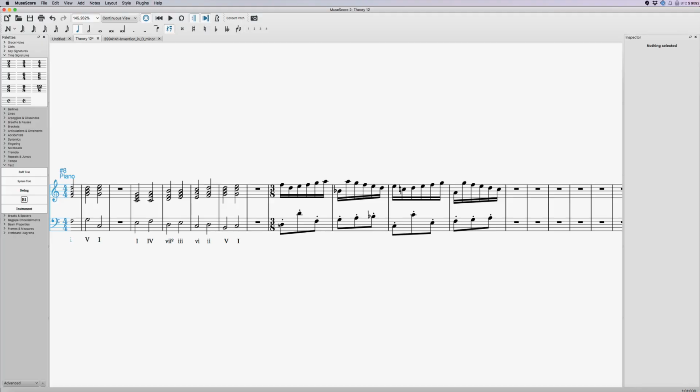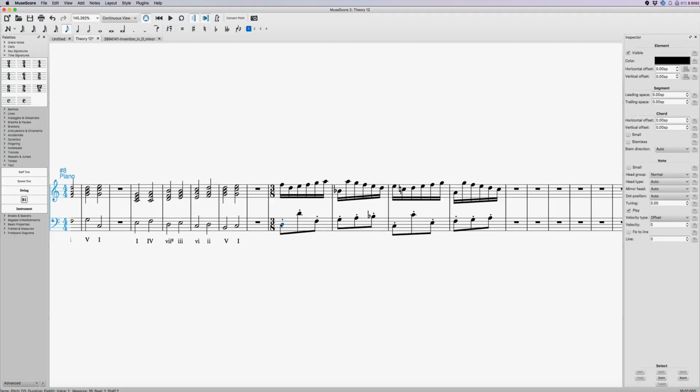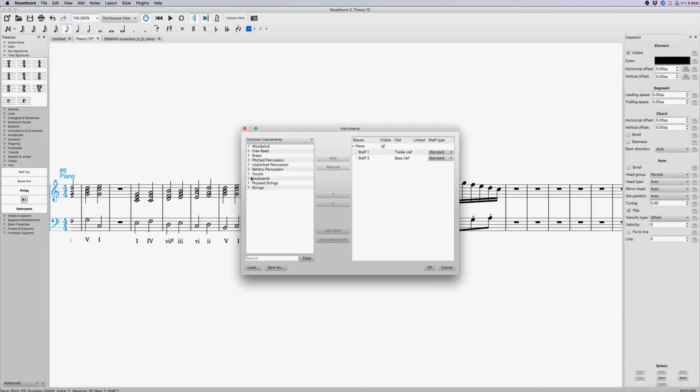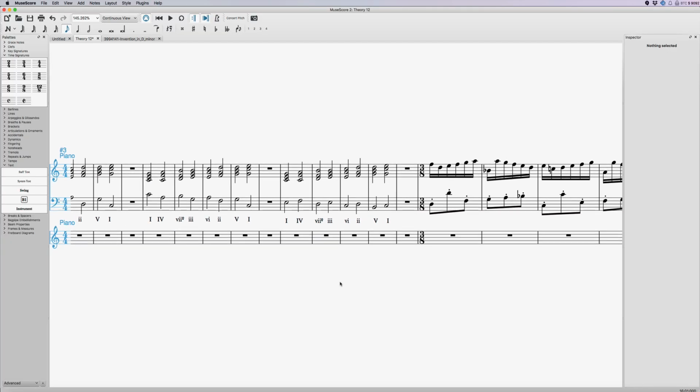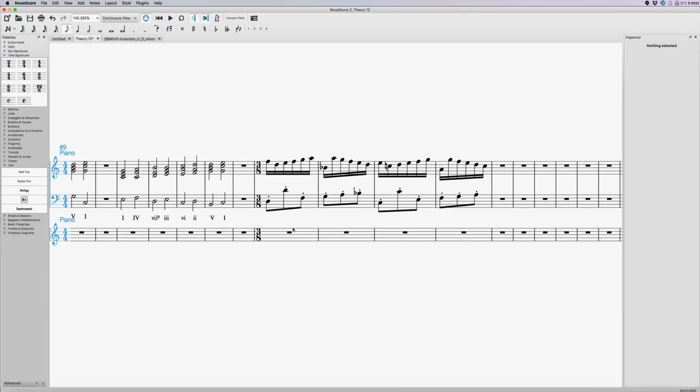And let's add, I kind of want to add another system to this. So I'm going to go to instruments here. Just add another piano right hand if I can. There we go. So here's why I wanted another staff here. Because I'm going to do a reduction of this. So here's what that means.